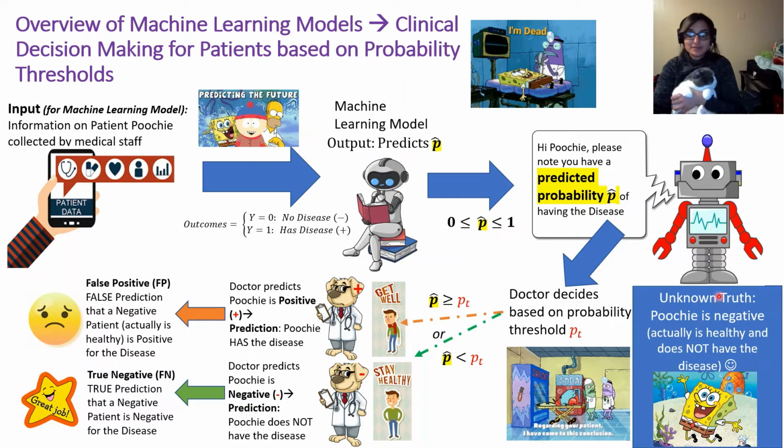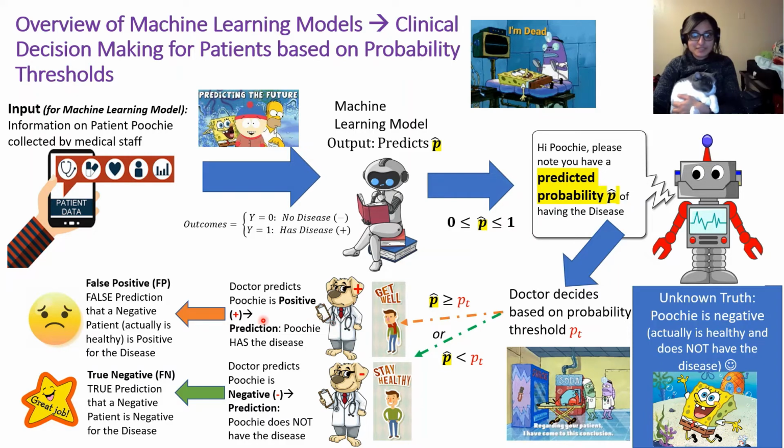The same pipeline, but if Pucci is negative and Pucci is actually healthy and does not have the disease, woo! Celebrate, celebrate, celebrate, woo! All right, it's all right. Then the same predictions by the doctor could be interpreted in different ways.